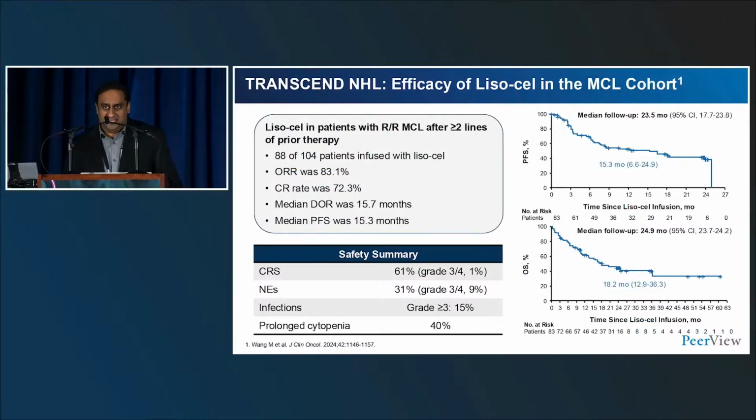Lysocell is a different CD19 CAR T-cell product. It has a different co-stimulatory domain, and with that, it has a different sort of safety profile. Here, you can see the overall response rate's a little bit lower at 83%. The median progression-free survival was similarly a little bit lower at 15 months. But from a safety standpoint, you see here grade 3 to 4 cytokine release syndrome, the grade we care about, of 1%, neurotoxicity of 9% grade 3 or higher, so substantially lower than we saw with the other clinical trial.